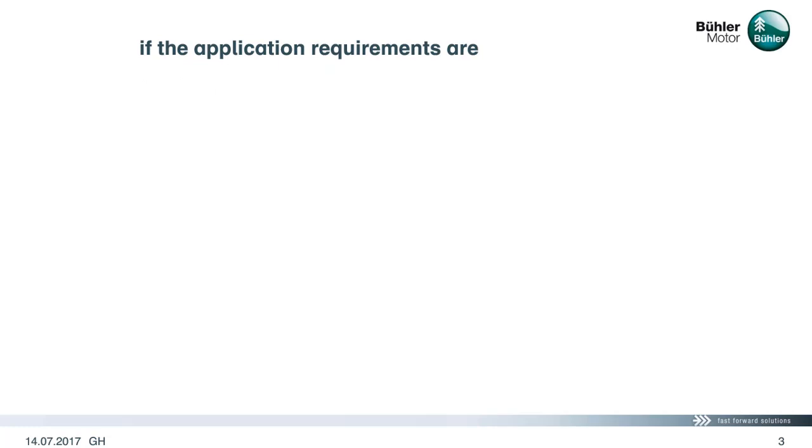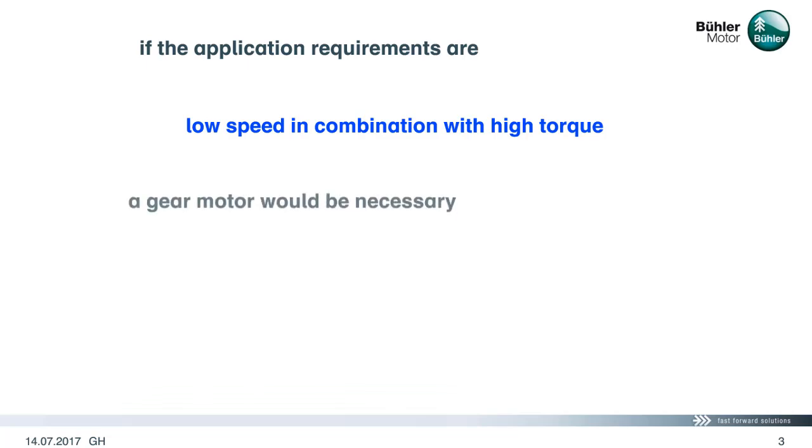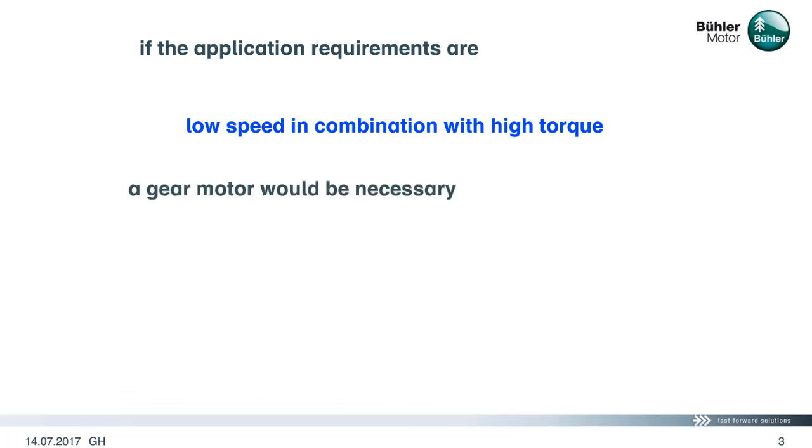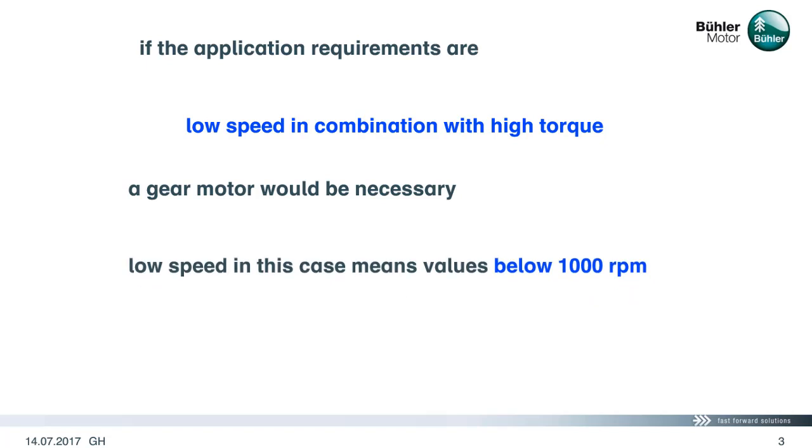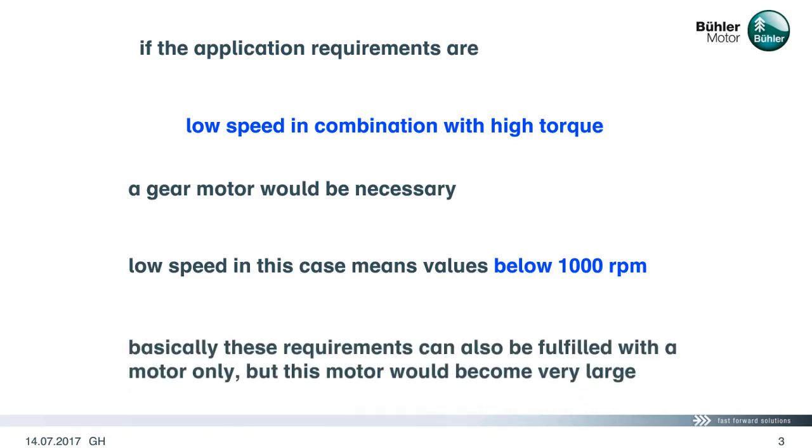If the application requirements are low speed in combination with high torque, a gear motor would be necessary. Low speed in this case means values below 1000 RPM. Basically, these requirements could also be fulfilled with a motor only, but this motor would become very large.